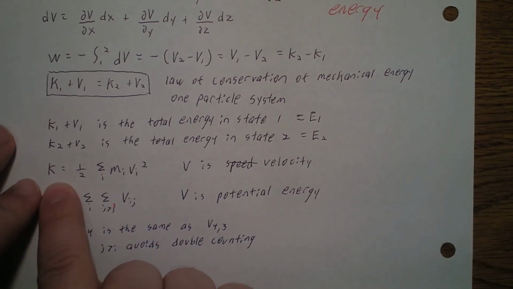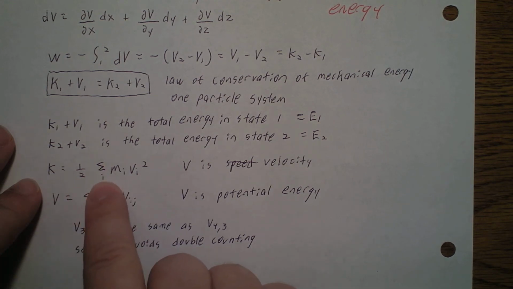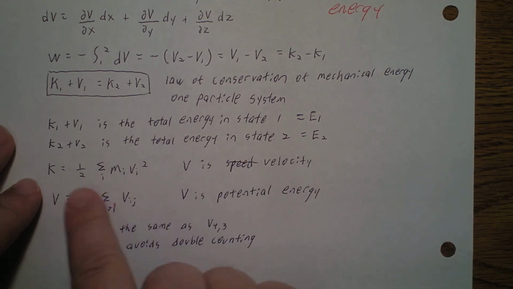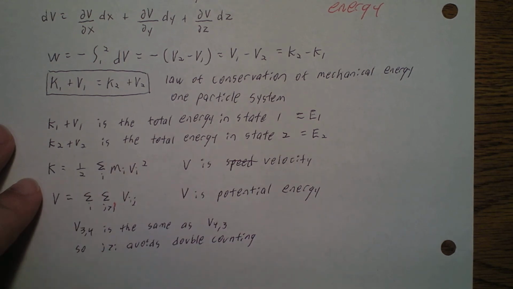Now remember, the kinetic energy is always 1/2 mv squared. When there's more than one particle, you add them all up: 1, 2, 3, etc. That's what this i means. The sigma over i, you're adding up all the different i's. So you add up all the different mass and velocity terms, and that's your total kinetic energy.